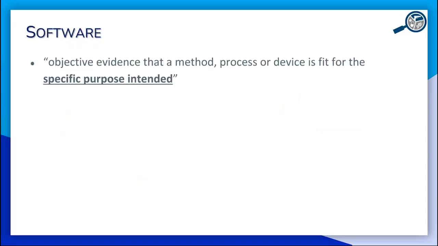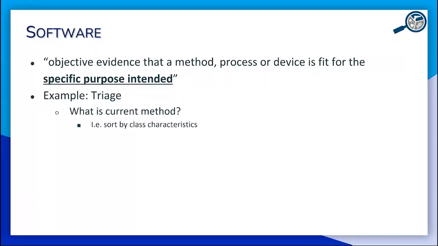All right, what about validating the software? So we'll go back to our original definition, and I'll give two examples. First, we'll talk about using the algorithm. One example: maybe you're going to use the algorithm for some sort of triage, some sort of initial screening. Well, you might ask the question, what's your current methodology? Because that's what you're going to be comparing it to. So for example, you might just be having a technician sort by class characteristics. So that's the methodology you're going to be comparing to.